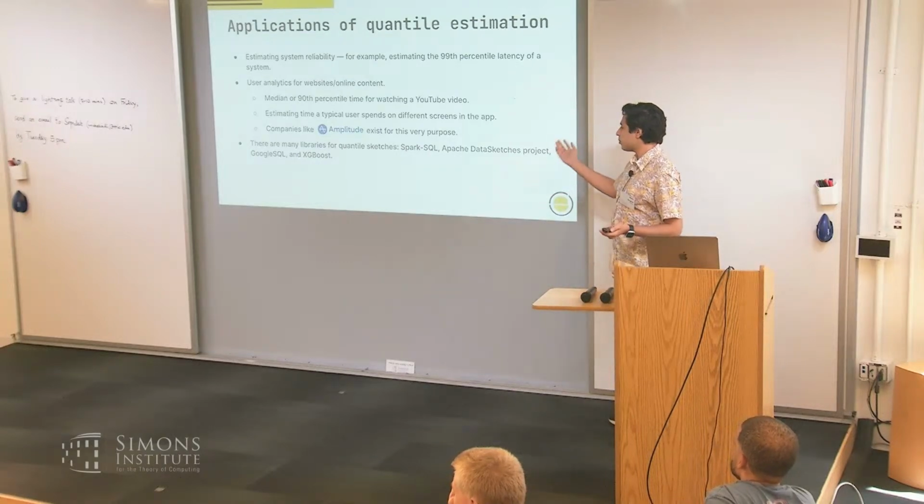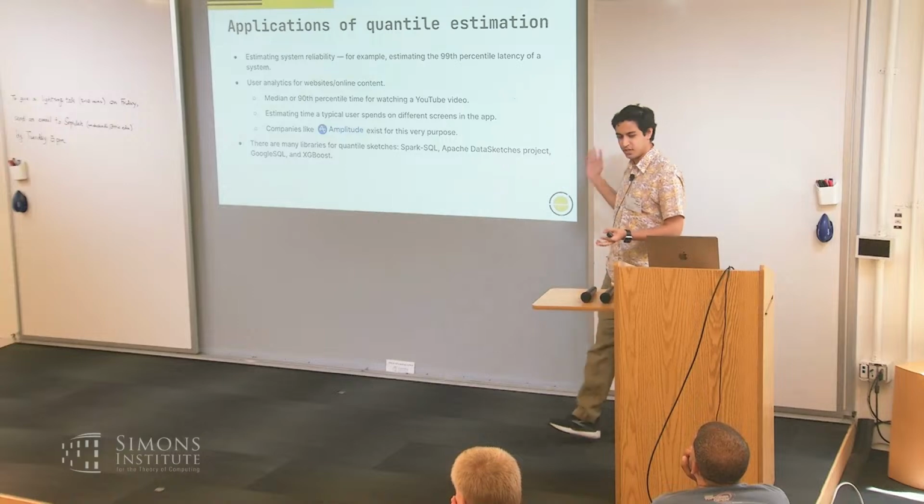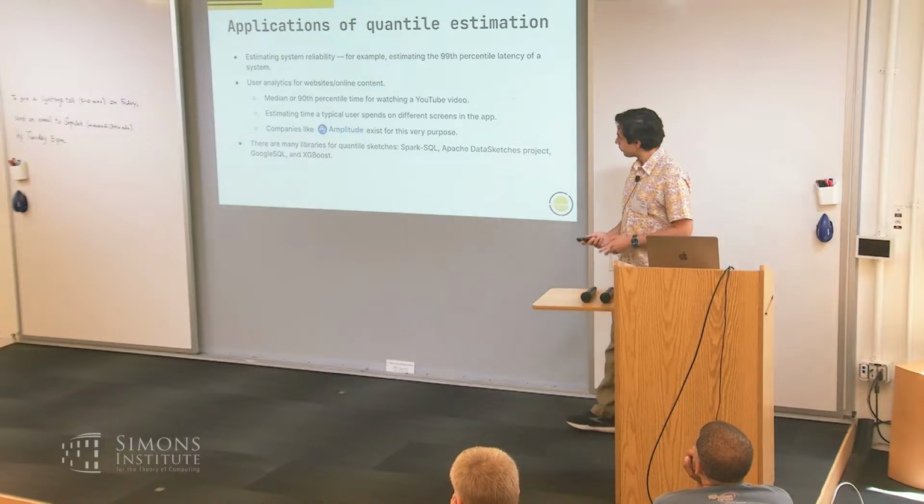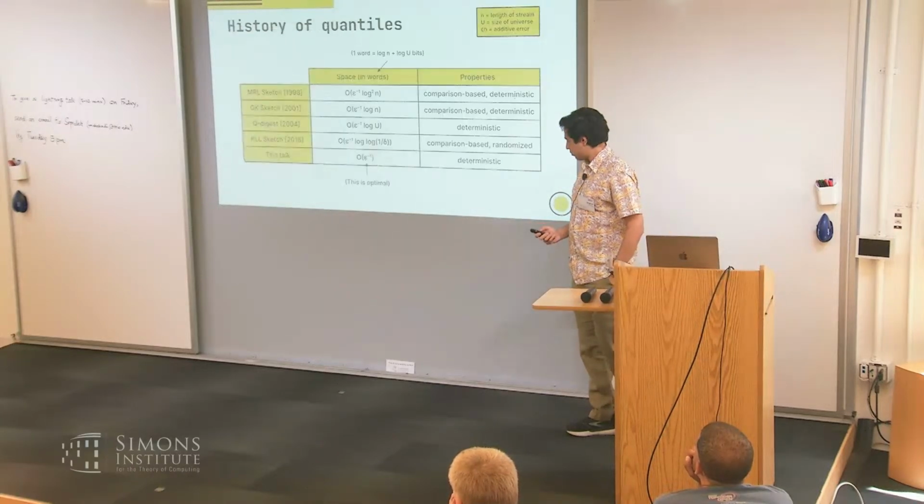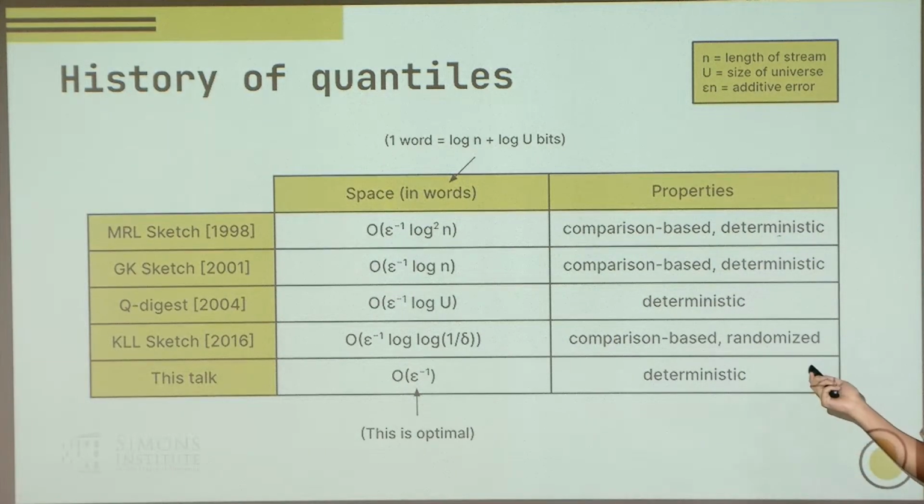Okay, yeah. In practice, there are many libraries that implement quantile sketches. You can see some examples here. Let me just talk about the history of results. The first algorithm that was proposed for quantile sketches was called the MRL sketch, by Manku, Rajagopalan, and Lindsay. This is back in 1998, and they showed that you can make a quantile sketch that uses epsilon inverse times log squared of n words.